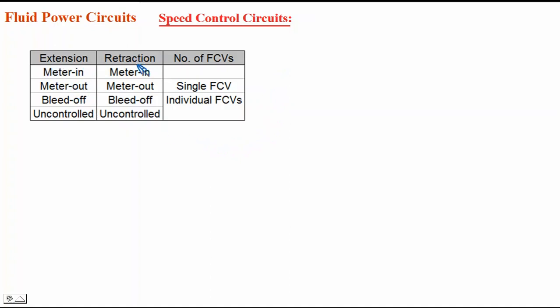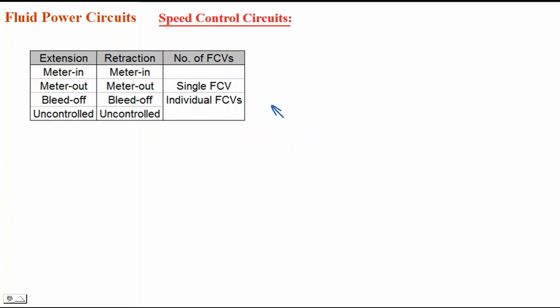For extension, this type of control is used. For retraction, this type of control is used. One single valve is used or 2 individual valves are used. If the question is specific and perfect, then for that specific question there will be a specific answer. If the question is randomly asked, then n number of answers will be there. So now let us understand this one.